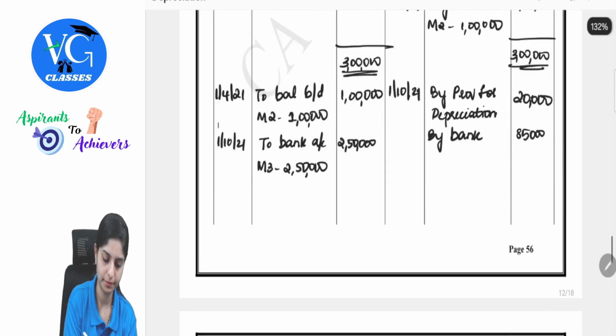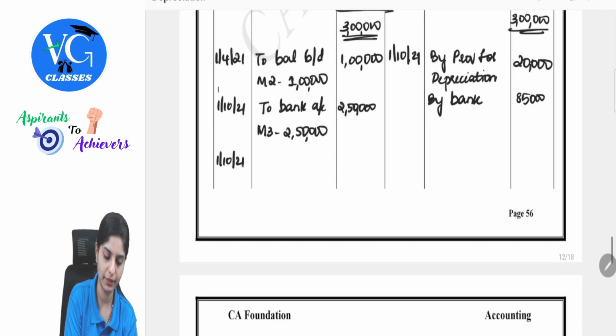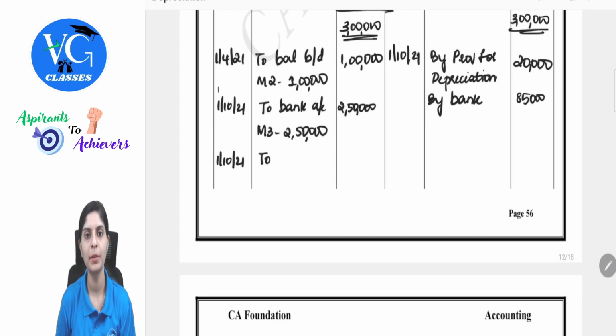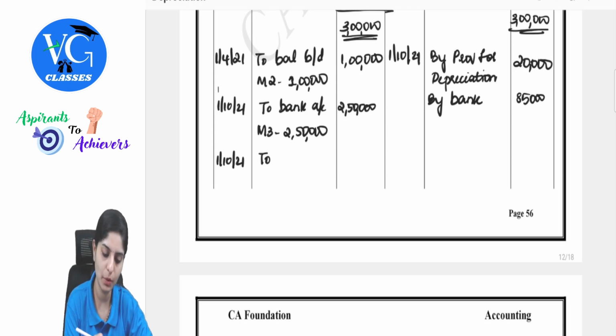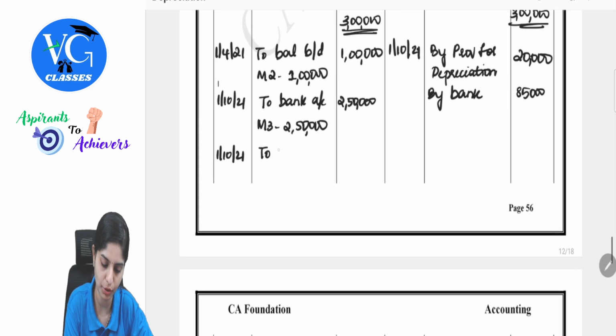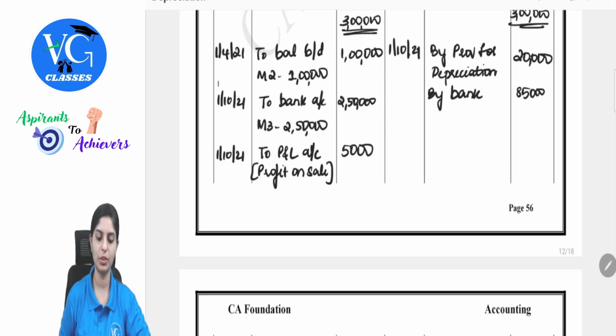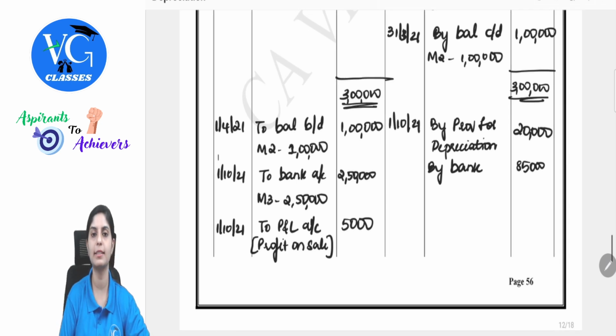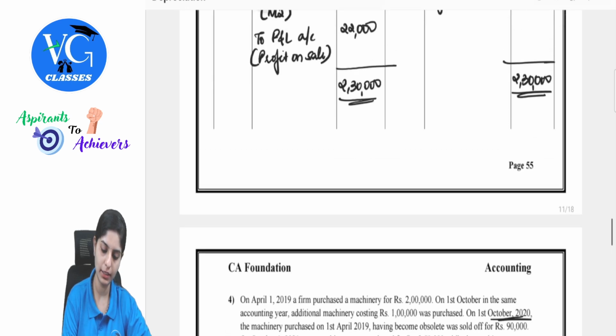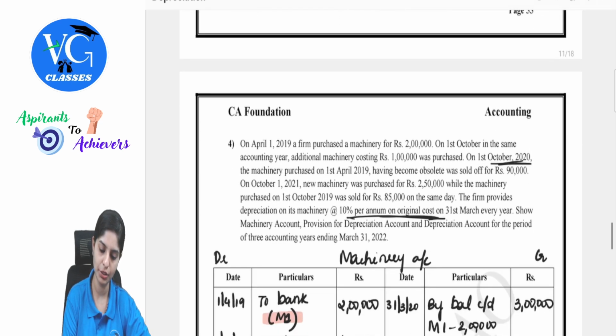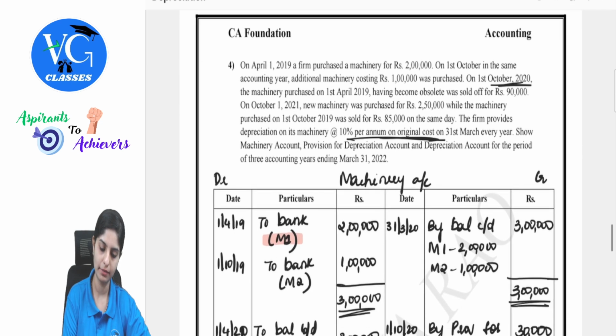So first October 21, since I'm running short of space here, I directly told you as a working note. You can write it down like we have done it for the first machinery which got sold. So to P&L account, profit on sale, how much? 5,000. Now here we have recorded the complete transaction with machine number 2. So in the year 21, is there any other transaction? That's it.